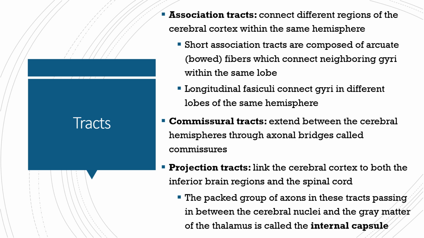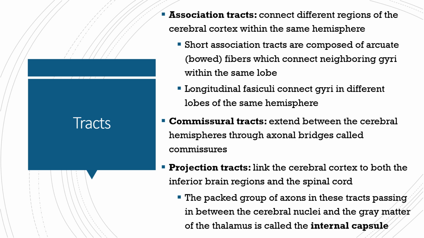Again, the association tracts connect different regions of the cerebral cortex within the same hemisphere, facilitating communication and integration of information. Short association tracts consist of arcuate or bowed fibers that connect neighboring gyri or ridges within the same lobe of the cerebral cortex. Long association tracts, such as the longitudinal fasciculi, connect gyri in different lobes of the same hemisphere, allowing for coordinated processing across multiple brain regions.